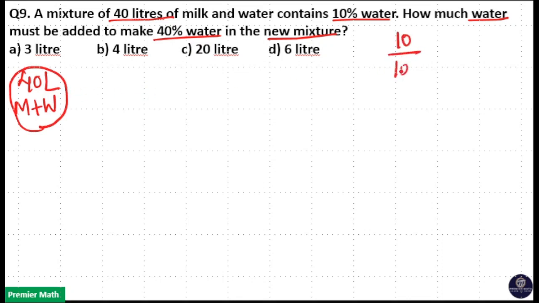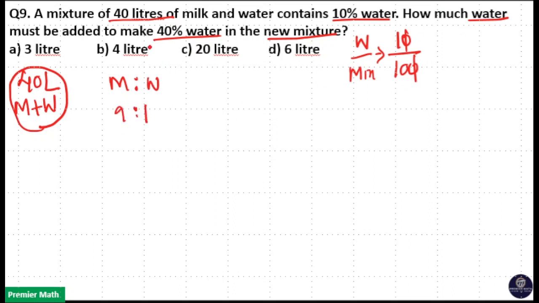10% water means 10 by 100, water by mixture ratio. That is, if the mixture is 100 parts, water will be 10 parts. Then milk will be 90 parts because it's a milk-water mixture. When you cancel 0, if the mixture is 10 parts, water will be 1 part and milk will be 9 parts. So the milk to water ratio is 9:1.